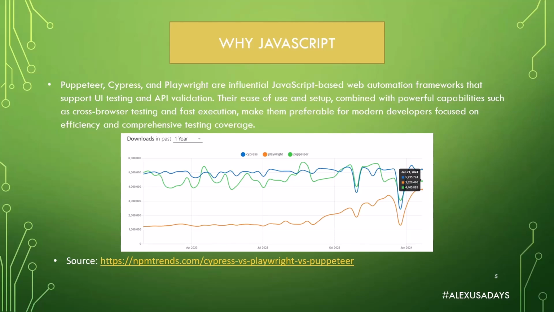You can see that just those three frameworks have millions of downloads daily. For example, Cypress is getting about 5 million downloads daily. Playwright is getting 4 million downloads daily. Puppeteer is getting 4.5 million downloads daily. So by learning JavaScript, we'll be able to start getting into automation.